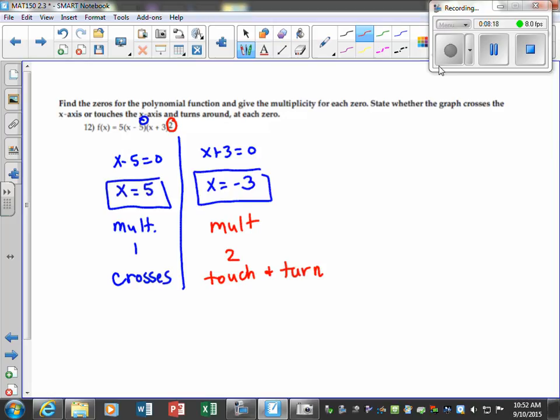Okay? Like I said, we'll bring all this stuff together at the end. We're learning all the bits and pieces about characteristics of polynomials, and at the very end of this lesson, we're going to pull it all together and actually get a sketch of a graph.